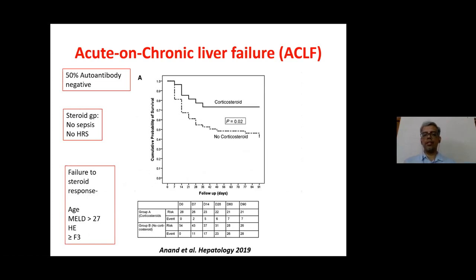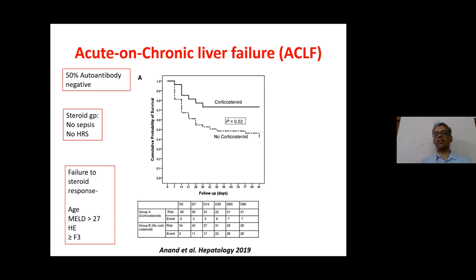Another interesting entity recently described is acute on chronic liver failure. Autoimmune hepatitis constitutes a very small fraction of the overall cohort of acute on chronic liver failure. Importantly, these patients may be autoantibody negative. So even with autoantibody negativity, if you've got a clinical suspicion and your biopsy is suggestive, keep a possibility of AIH-related acute on chronic liver failure.